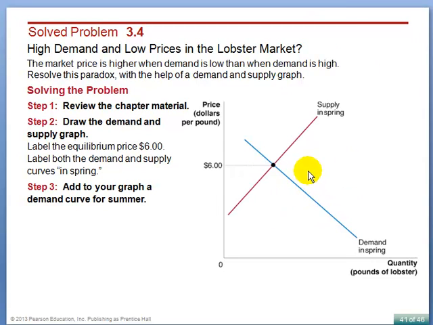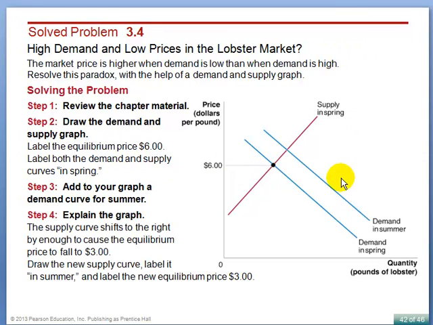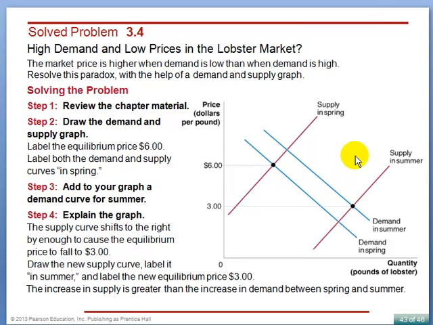Okay, so let's draw the demand and supply curves showing the market equilibrium in the spring. Let's say the demand in spring and the supply in spring, and the equilibrium price is $6 here. And now, the demand curve for the summer is much higher than demand in spring. Then let's bring in the supply curve for the summer, supply in summer.